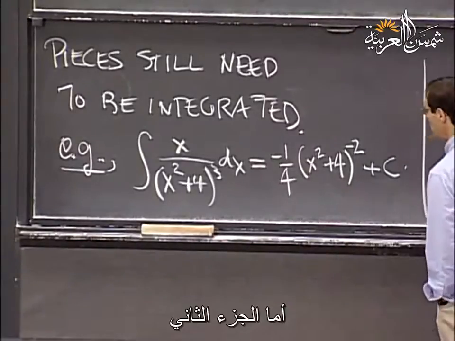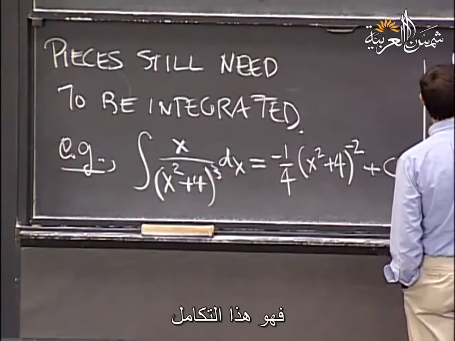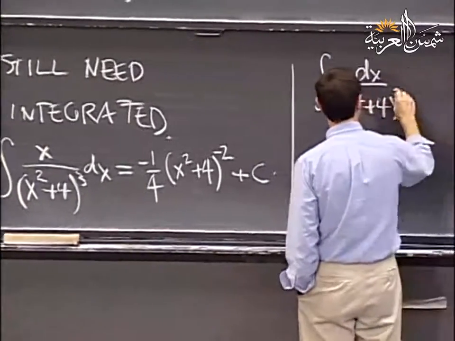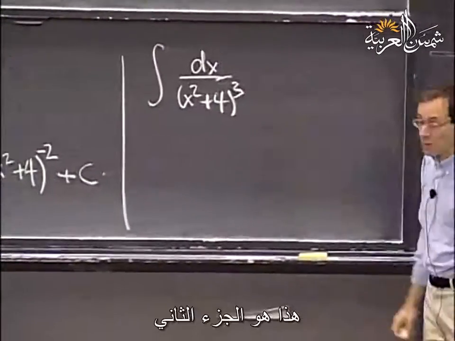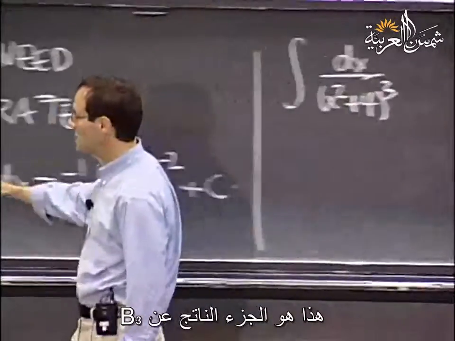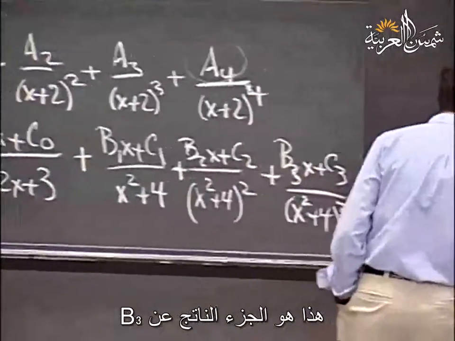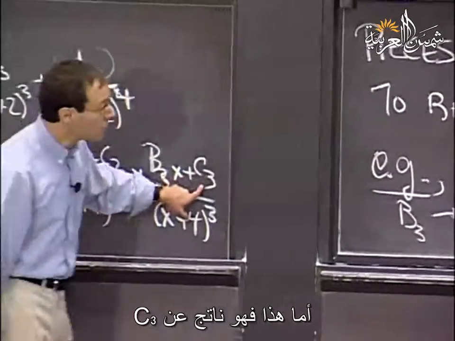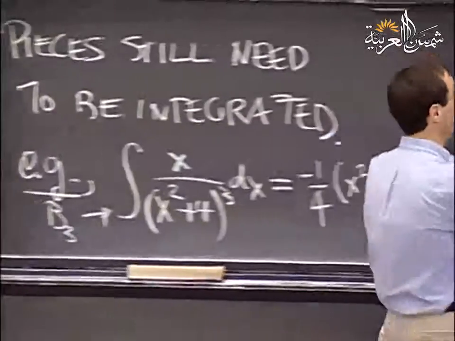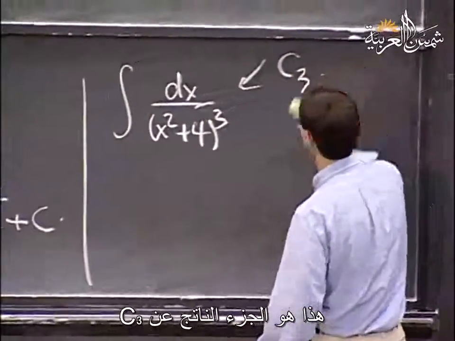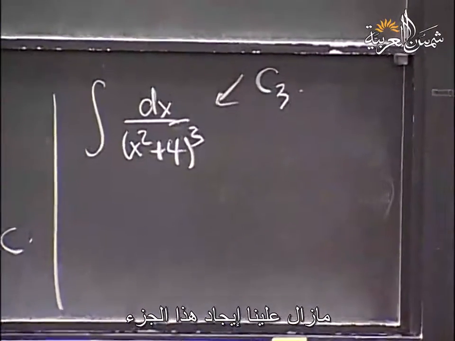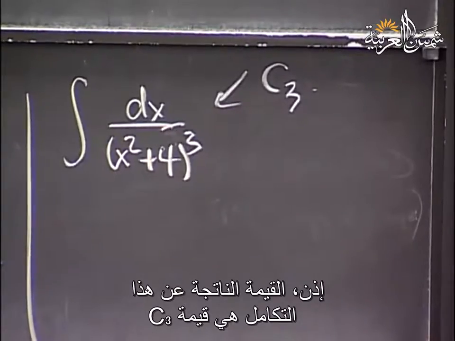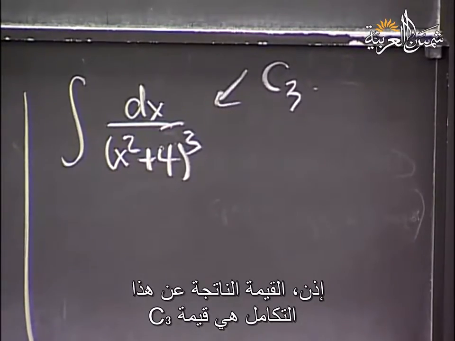The second piece is this guy. All right, this is the other piece. Now, this was the piece that came from B3. Right? This is the one that came from B3. And this is the one that's coming from C3. We still need to get this one out there. So C3 times that will be the correct answer once we've found these numbers.